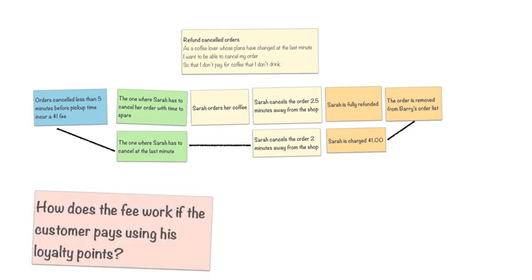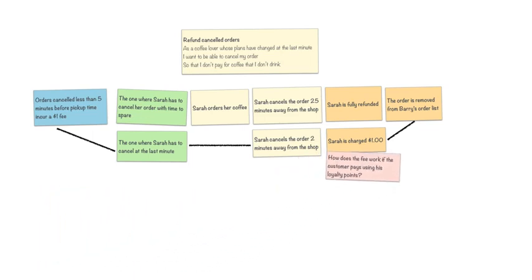Like example mapping, feature mapping has questions. We can ask questions about different things in the flow when we're not sure. For example, we might have the same question we had with example mapping. How does the fee work if the customer pays using his loyalty points? We often put the question underneath the consequence or step that it relates to, so that we can understand the context a little bit better.